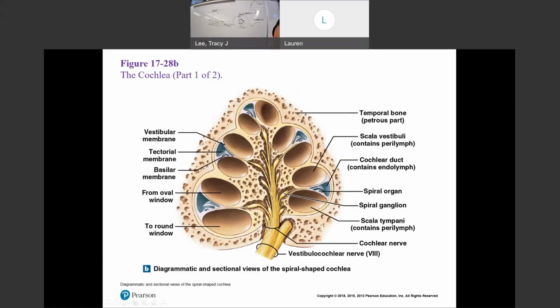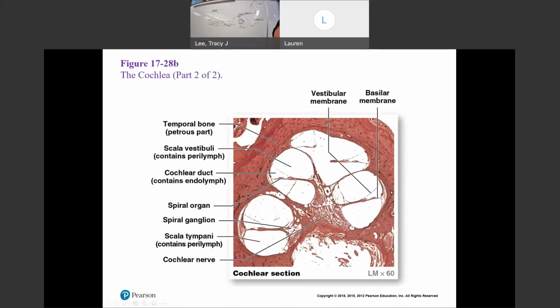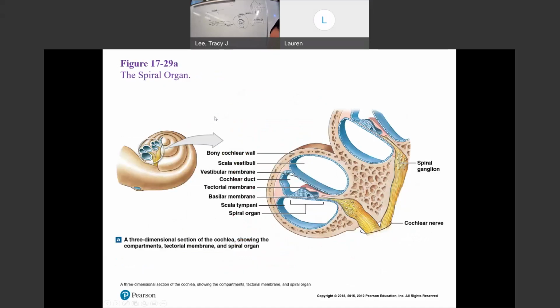Okay, and this shows it coiled, which I think is difficult to see. So we're going to look at it kind of this direction. This would be one area. So if I took one area right here, this is what I would be looking at. I'd be looking at my vestibule, the area that has my basilar membrane, and then my tympany. So here's my vestibule right here. This is where my fluid would be moving going up the spiral.